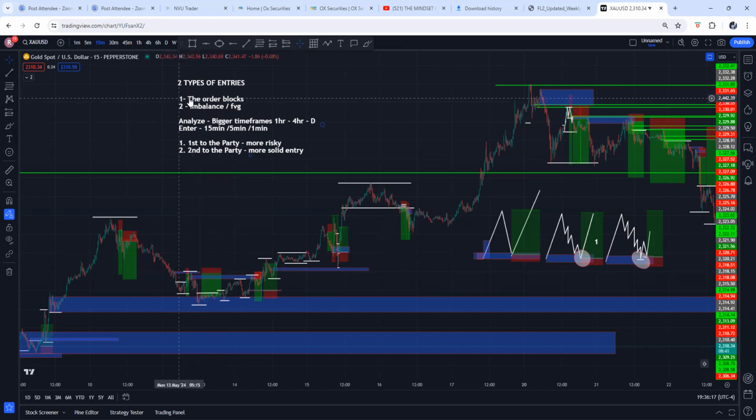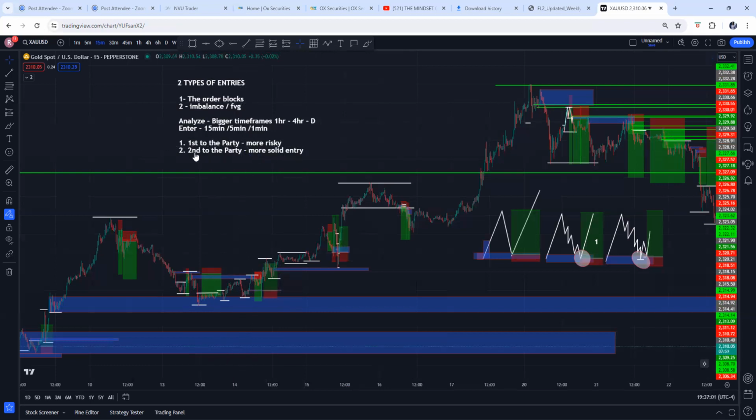So, recap of all of this. We do an analysis on the bigger time frames, 1 hour, 4 hour, daily, weekly, and we enter trades from the smaller time frames, which is the 15-minute, 5-minute, 1-minute time frame. Now we got two ways that we can enter the market. The first one I call being first to the party, which is a more risky entry. The second one is being second to the party. This gives you a more solid entry into the market.